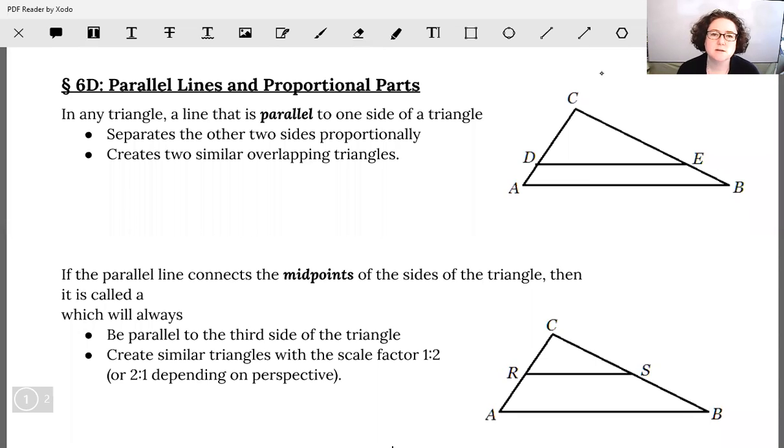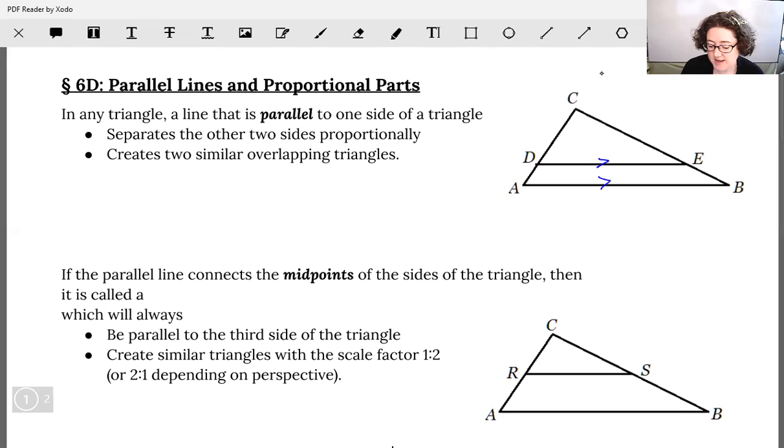Today we're looking at parallel lines and what happens when we cut them up into proportional parts. Now, most of the time we'll see this in terms of a triangle. So if we have two of our sides for similar triangles, like in our diagram for triangle ABC, but we have two parallel lines. So if, for example, DE and AB were parallel to each other, then it actually does two different things. So it separates the other two sides in a proportional manner.